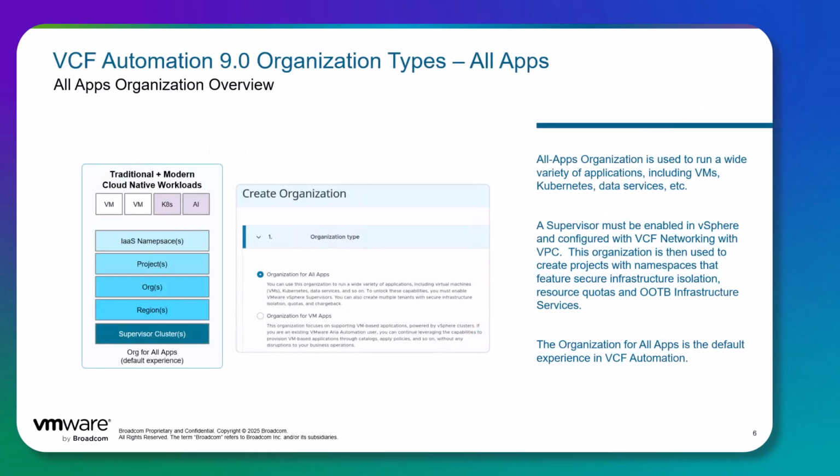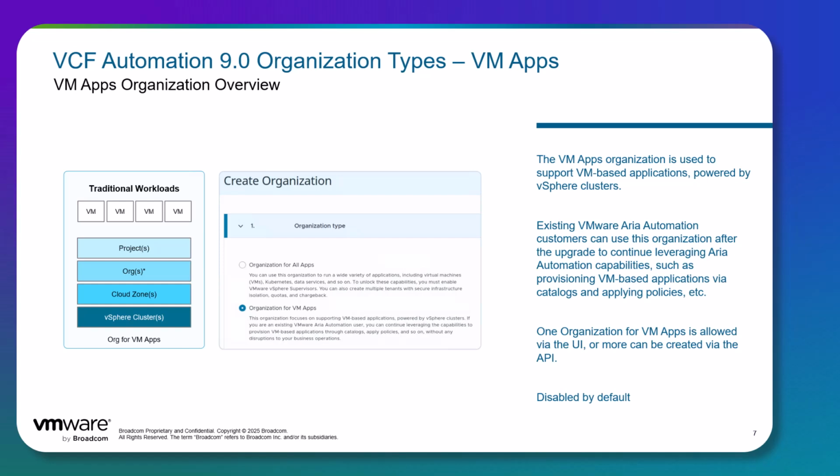In terms of the organization types, we'll start with the organization for all apps. This is used to run a wide variety of applications, including virtual machines, Kubernetes, and data services, to create and manage traditional and modern cloud native applications. A supervisor must be enabled in vSphere and configured with VCF networking with VPC. This organization is then used to create projects with namespaces that feature secure infrastructure isolation, resource quotas, and out-of-the-box infrastructure services. The organization for all apps is the default experience in VCF Automation 9.